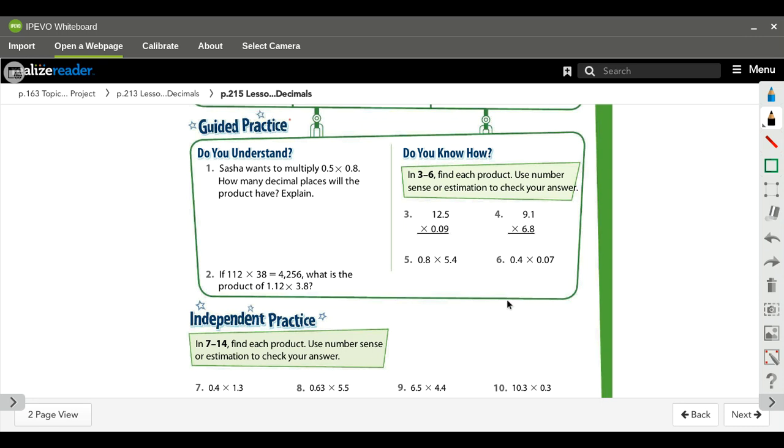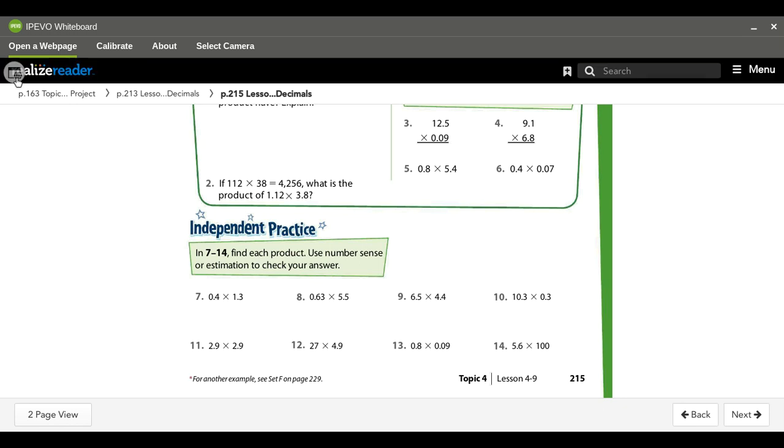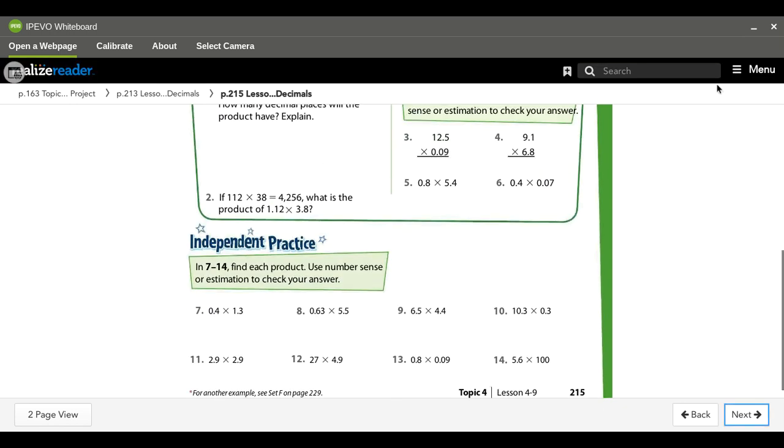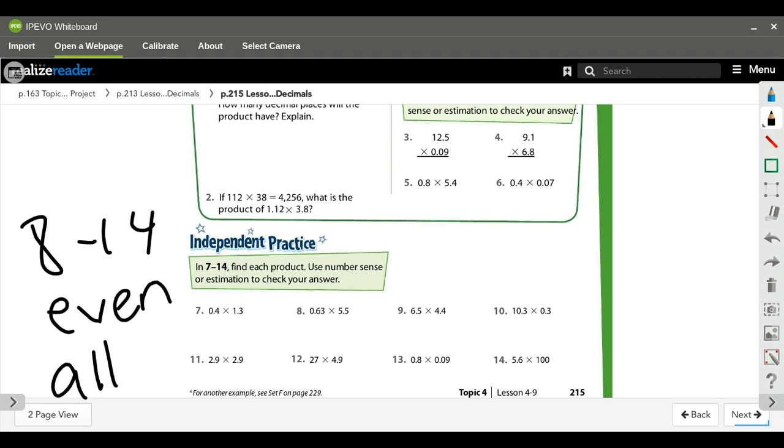So what you're going to do now is you are going to work on your independent practice. And on your independent practice, you are only going to do some of the problems. You're not going to do all of the problems. You are going to do problems 8 through 14 even. And then you're going to do all of 15 through 19. Okay. And then we will work on this standard algorithm more when you guys come to see me in group.